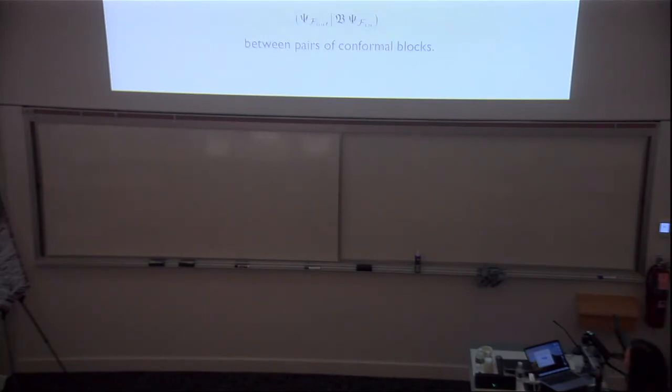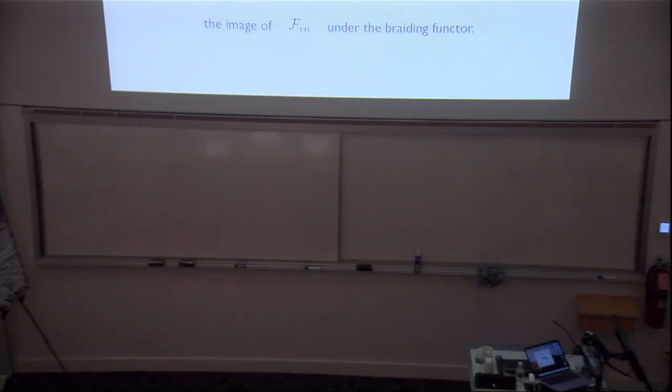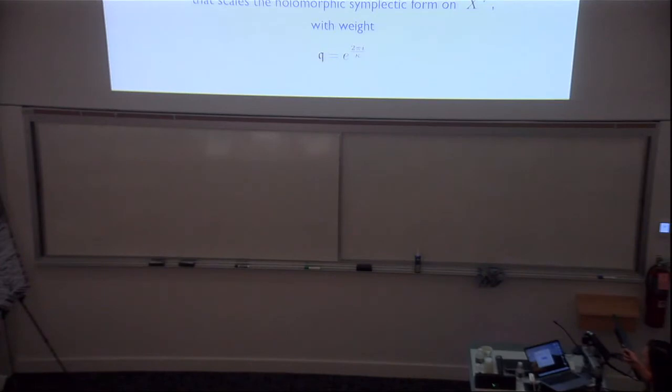Now, this also implies that categorification of quantum link invariants comes from the derived category of coherent sheaves, because link invariants can be expressed as matrix elements of the braiding matrix between pairs of conformal blocks. So, denote by F in and F out branes that give rise to the top and the bottom conformal blocks, and like this, the image of F in under the braiding functor. Then the corresponding categorified link invariant is the graded Hom between the branes computed in the equivariant derived category.